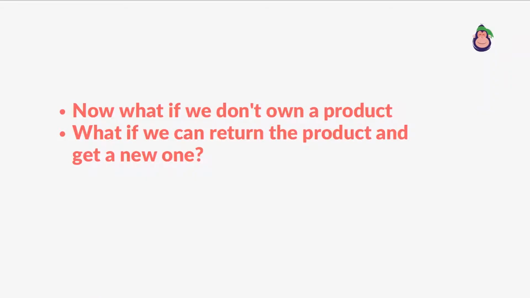Now the basic question is, how are we going to solve this issue? What if we do not own a product? What if we can return the product and get a new one? There are many companies out there who are actually doing this. For example, we can now return old mobile phones and get a new one instead, or we can directly buy a refurbished mobile phone instead of a new one.